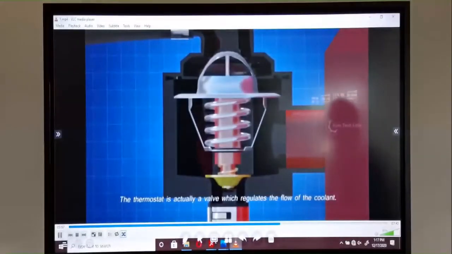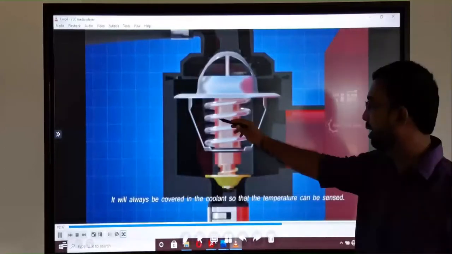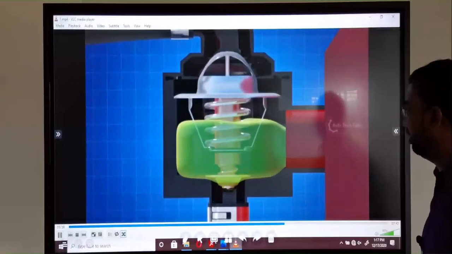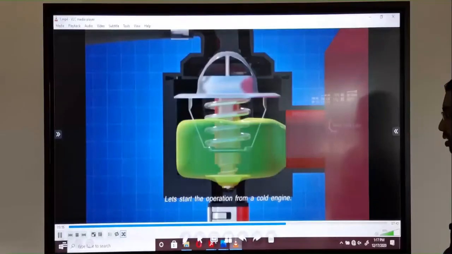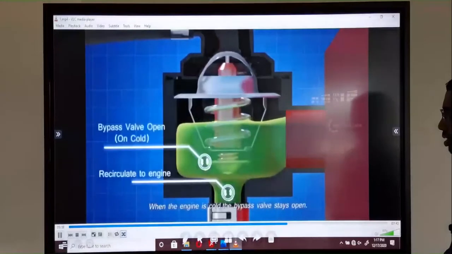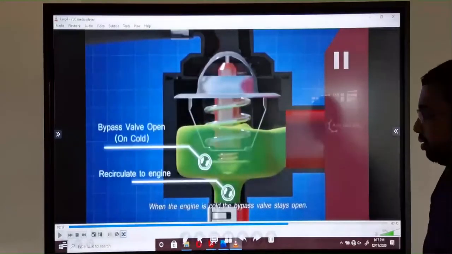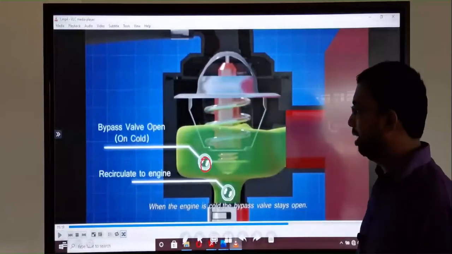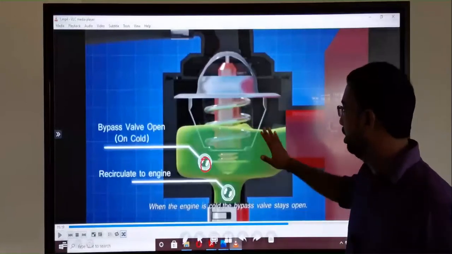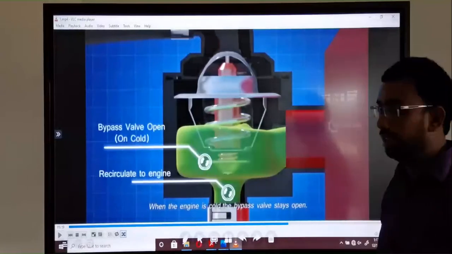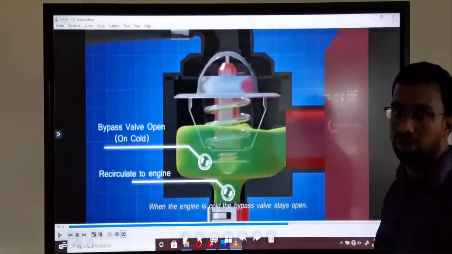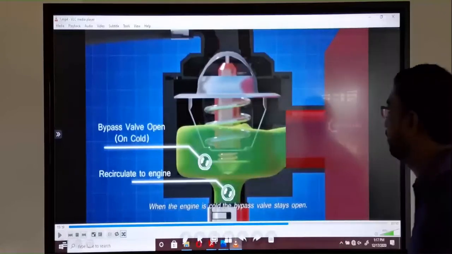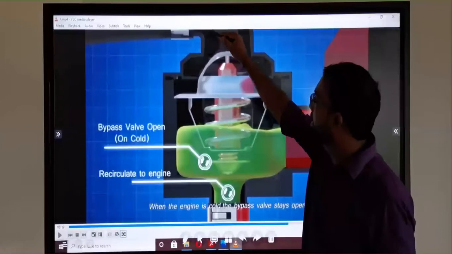Normally the coolant is filled in this area, the thermostat area. The bypass valve is normally open. That means when the coolant is cool, the coolant flows through this bypass line. So this is the bypass line. This is the main line.